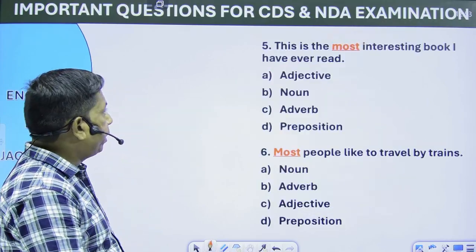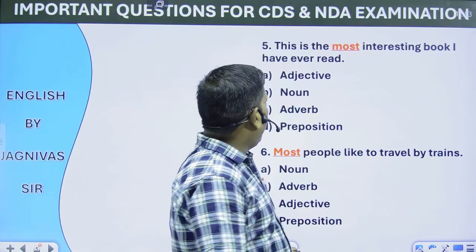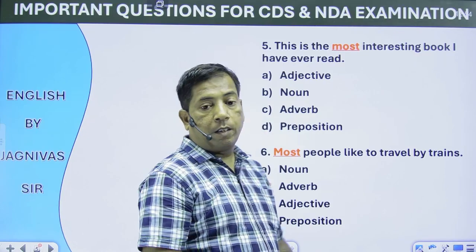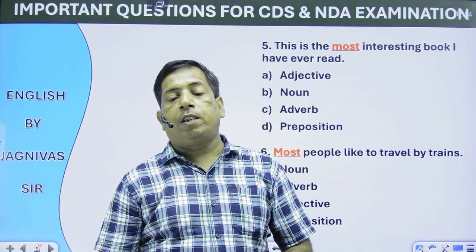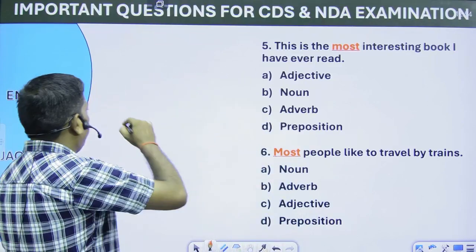Let's move to the next sentences. This is the most interesting book I have ever read. Most people like to travel by trains. Again, we will see the relation of the word most.